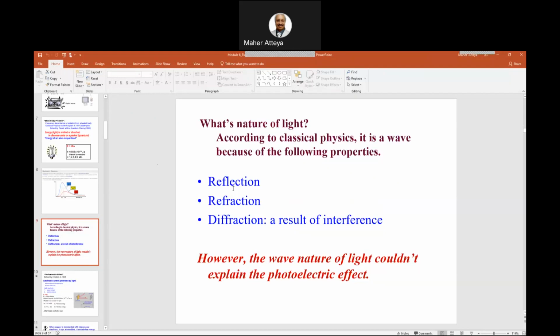So refraction is changing the medium. Reflection is hitting an opaque medium, and it bounces out of it. And diffraction is when you have more than one source of light, they interfere with each other. Too many lasers together, and then you see the color. It's not one. You see a mixture of colors in one.